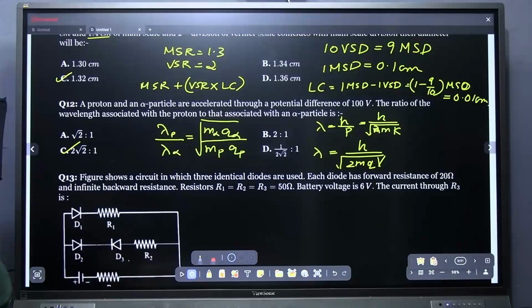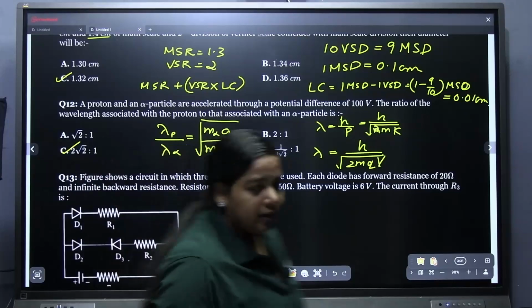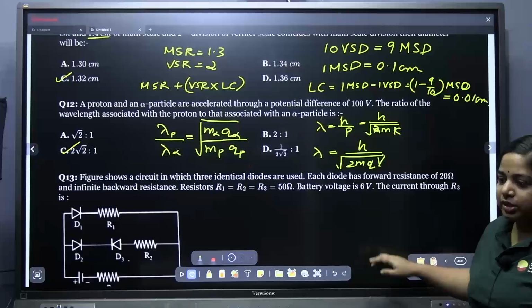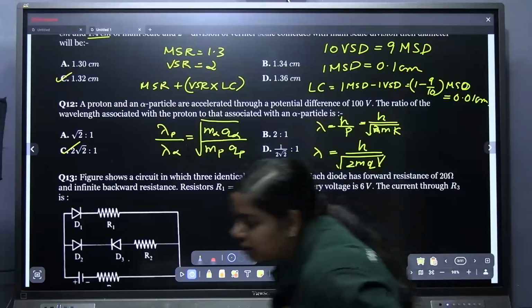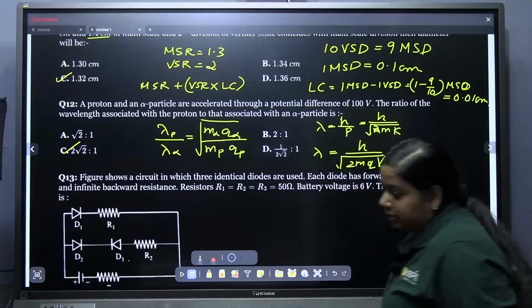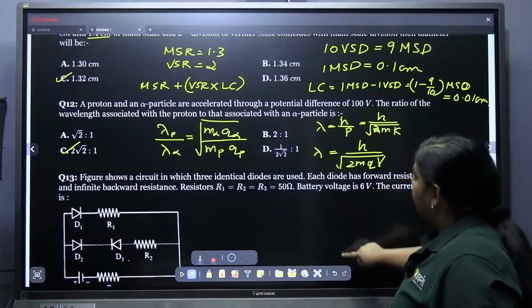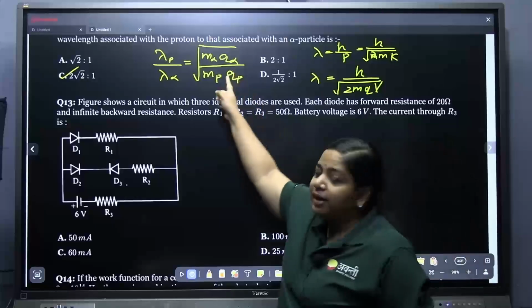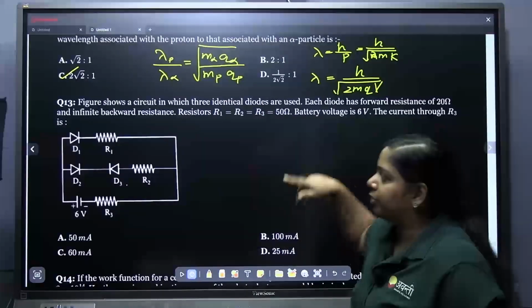Just wait a second. Okay, next one. I hope everybody understood this and there is no doubt. Option C, yes, option C is the answer. Relation between M alpha, Q alpha, same as we used before.